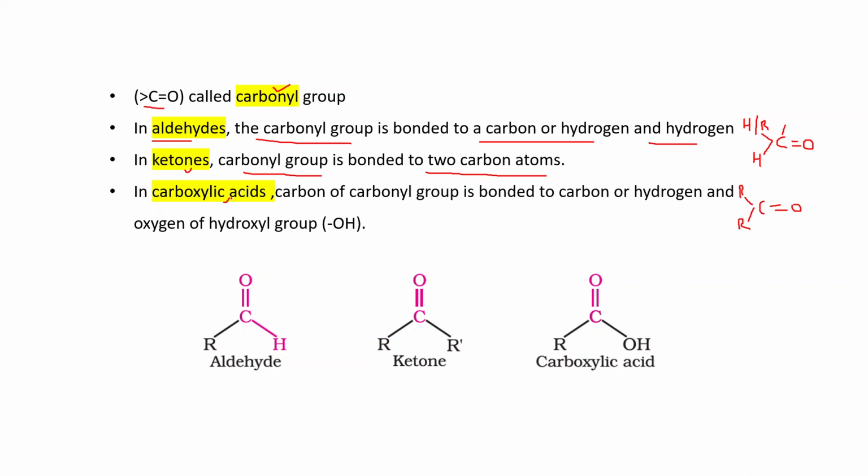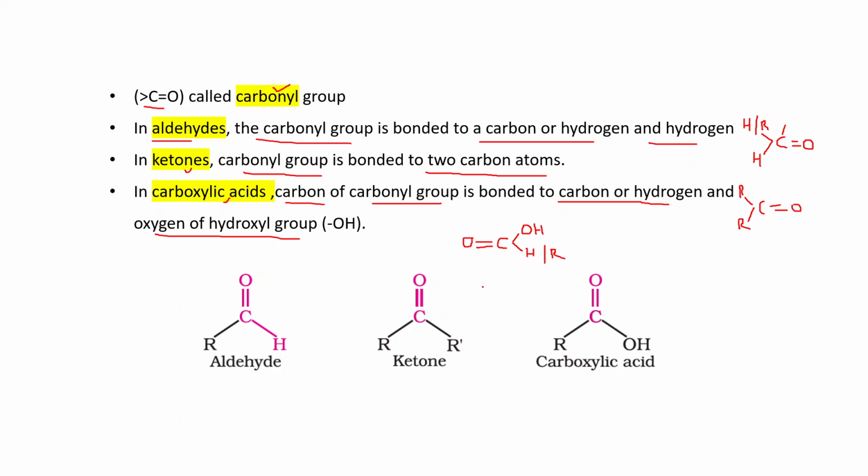In carboxylic acids, the carbon of the carbonyl group is bonded to carbon or hydrogen, and to the oxygen of a hydroxyl group. Now you can see this is C, and this is the carbonyl group. One valency of this carbon is always satisfied by this oxygen, and this oxygen is a part of the hydroxyl group. Another valency may be satisfied by either hydrogen or an alkyl group.